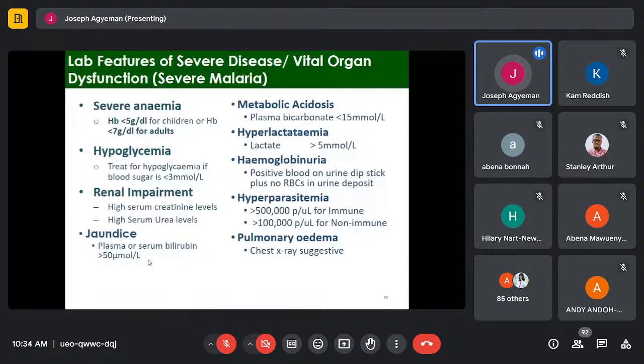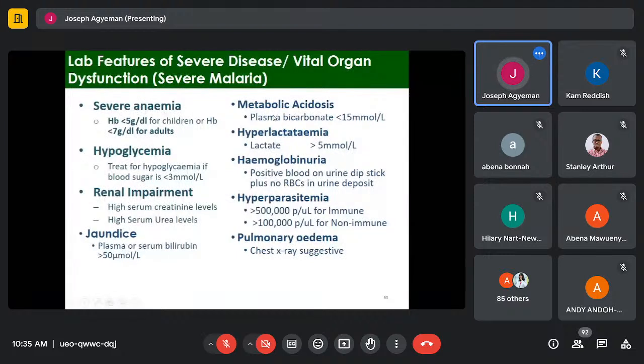Even if the liver is not affected, because you are sending a lot of hemoglobin there with a lot of bilirubin, you overwhelm the liver's capacity to conjugate and excrete. And therefore, plasma or serum bilirubin concentrations above 50 micromole per liter are common in severe malaria.